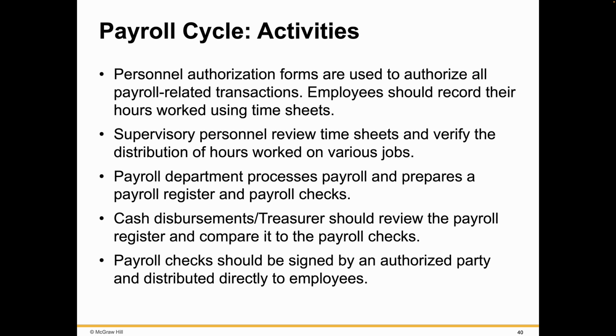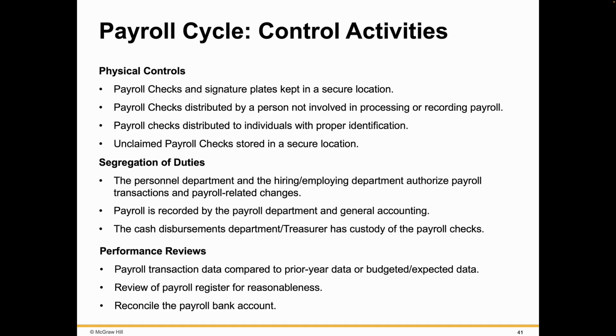Now the payroll department will process payroll, and then they'll do the payroll register and the checks. Then we have the cash disbursement or the treasurer that will review that payroll register and compare it to the payroll checks. And the payroll checks are signed by an authorized party and then given to the employees. And here we have several control activities, where physical controls, segregation of duties, and performance reviews. So we want to physically control the payroll checks and the signature plates. We want to make sure that the checks are distributed by a person that isn't involved in the process or recording of payroll.